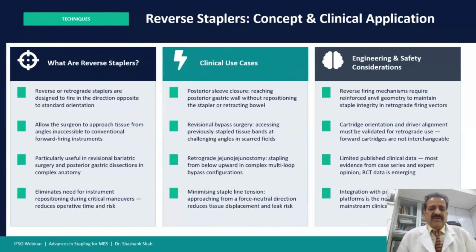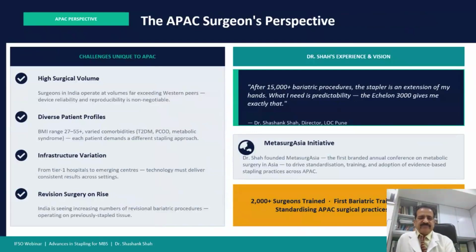So there are some reverse staplers or retrograde staplers which we have seen. Sometimes we might have seen them in colic staplers, they are still under development. They eliminate the need for instrument repositioning. Clinical use cases include posterior sleeve closure, reaching the posterior gastric wall without repositioning the stapler or retracting the bowel. So there are different advantages of a reverse stapler. Engineering and safety considerations are important, so the designs are in the making, but I believe reverse stapling, probably for colic gastroplasty, is the best indication, where from fundus to the body one can fire.